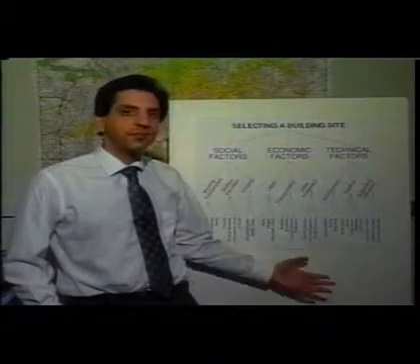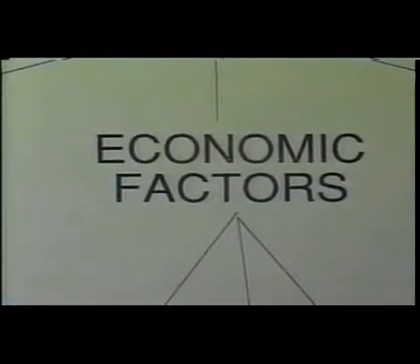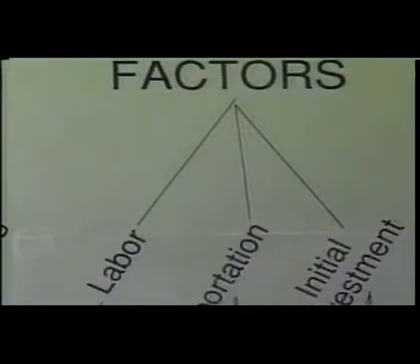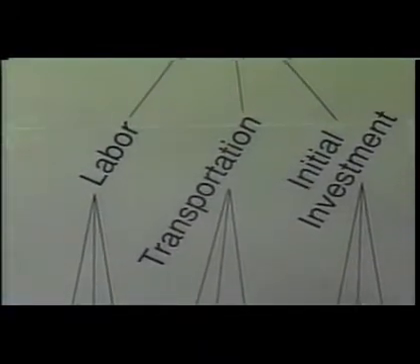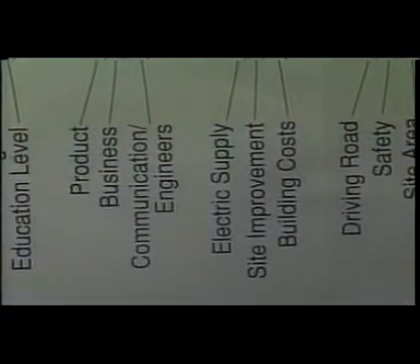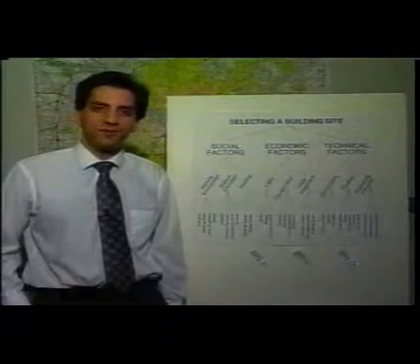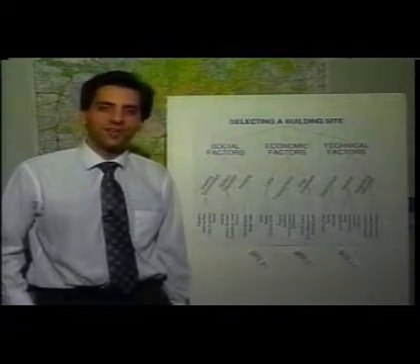As you can see, the complete tree can grow quite large. This is only our initial attempt at the problem. Note we have 3 levels of factors to consider. For example, if we follow one particular branch under economic factors, we find initial investment, which itself is composed of electric supply, site improvement, and building cost. Now admittedly, things can be broken down further, but we'll keep things simple for this example.